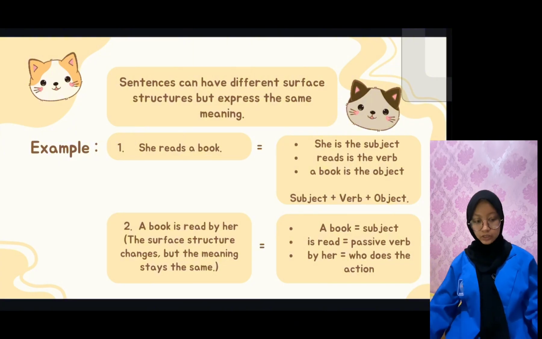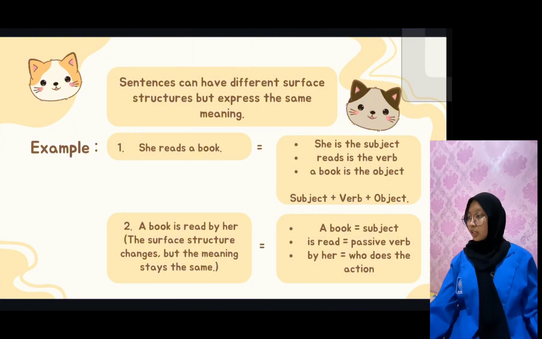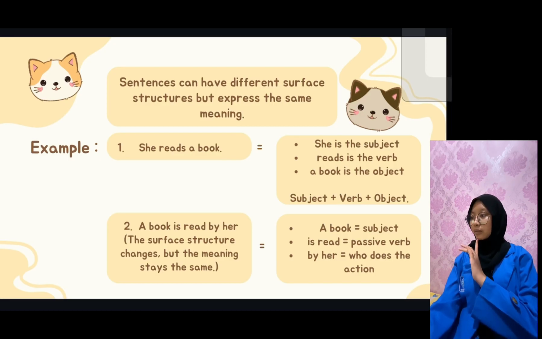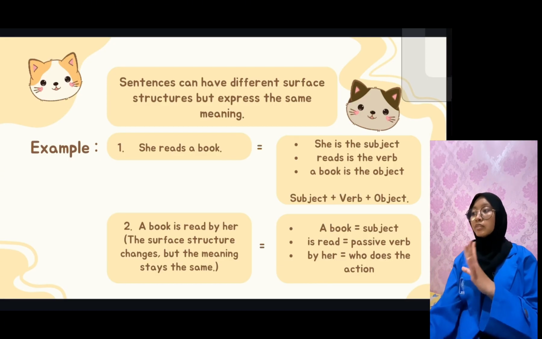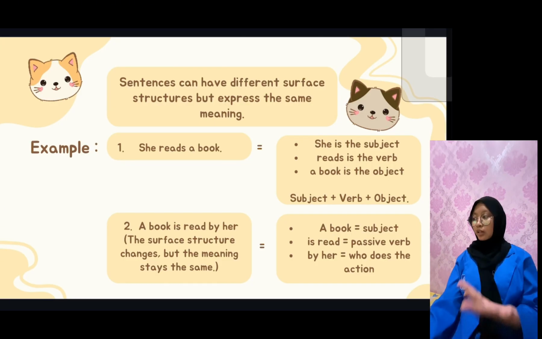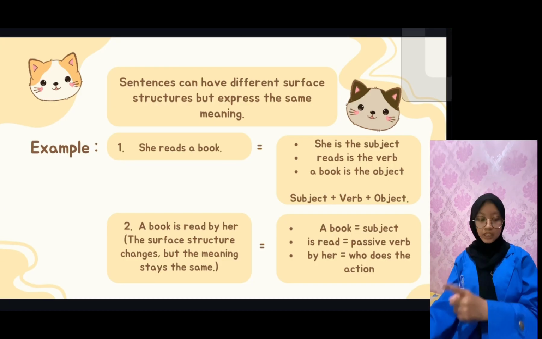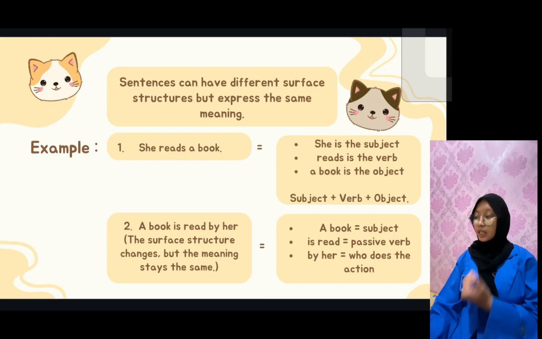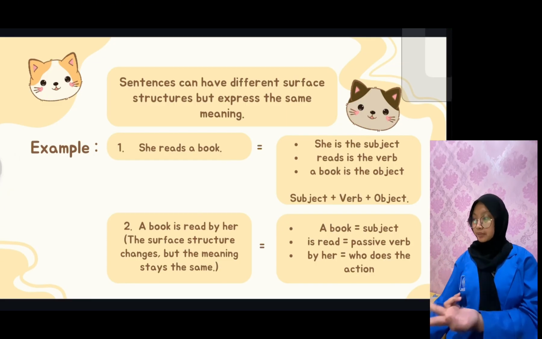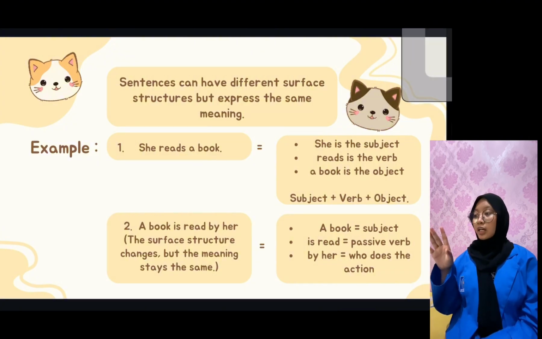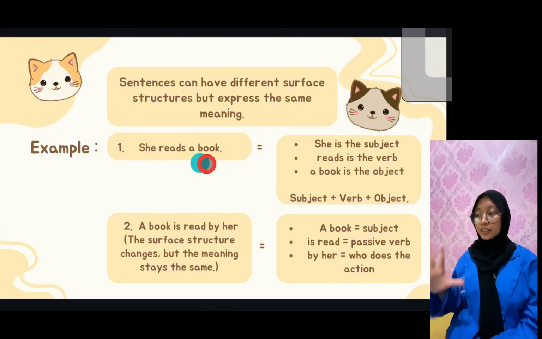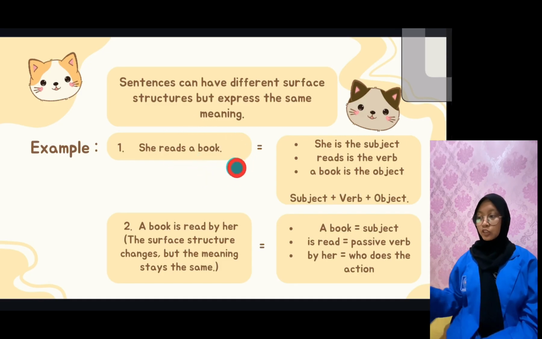Next, we continue with the examples of surface structure. I'm here to explain that sentences can have different surface structures but express the same meaning. The first example is "She reads a book." And the second example is "A book is read by her." So here I'm going to explain the pattern. In the first sentence, the pattern is subject, verb, and object. As you can see here, "she" is the subject, "reads" is the verb, and "a book" is the object. So the pattern is subject plus verb plus object.